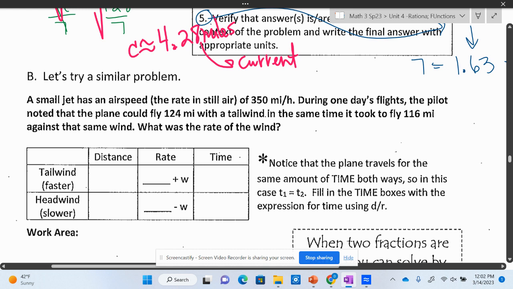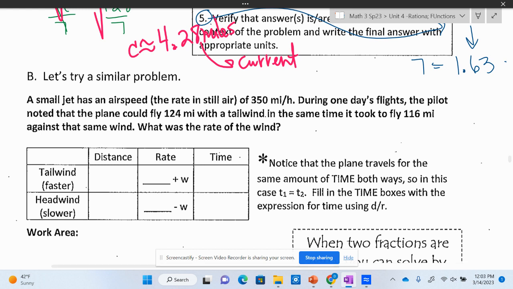So a small jet has an airspeed of 350 miles per hour. That's my speed in still air. During one day's flights, the pilot noted that the plane could fly 124 miles with a tailwind. Tailwind is pushing you. It's the wind coming from your tail and pushing you that way.